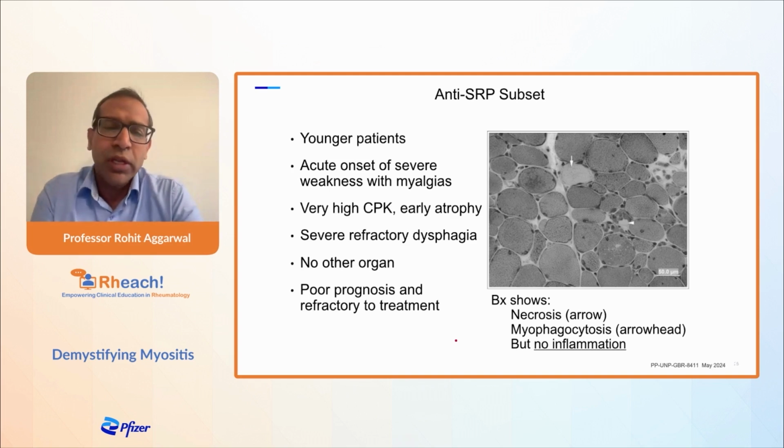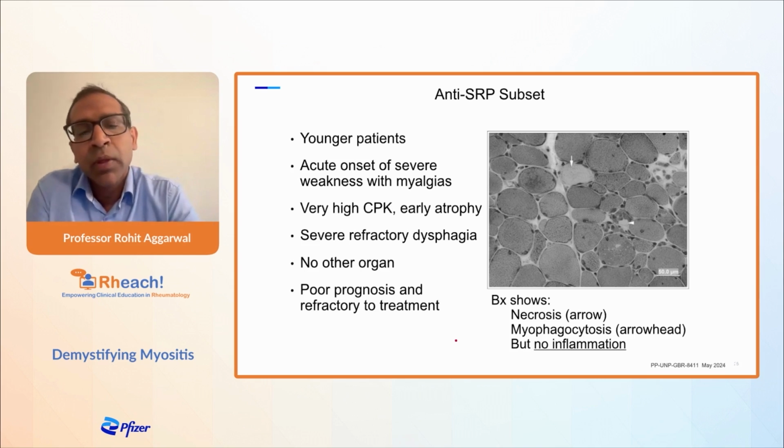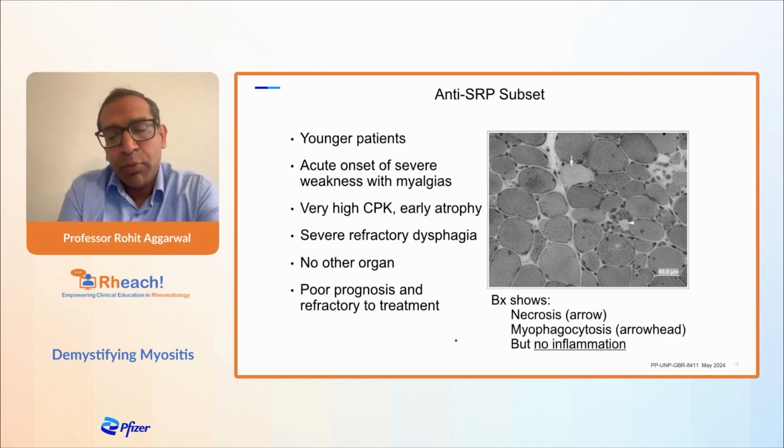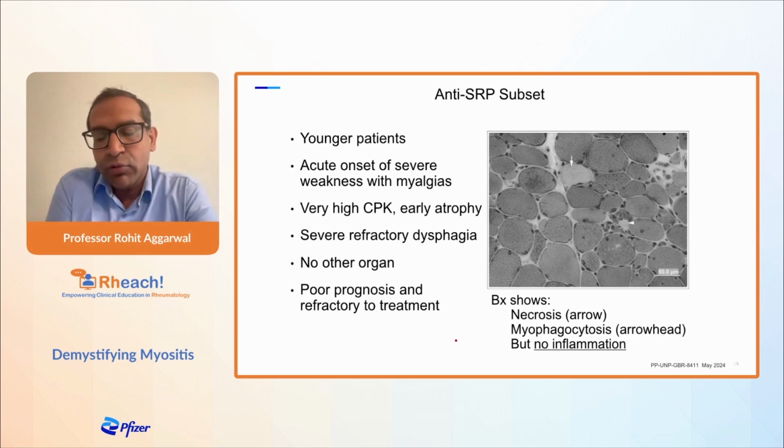But fortunately, they don't have non-muscle organ involvement. They don't have interstitial lung disease or rashes and other problems. They have a poor prognosis and are refractory to treatment. In fact, in my clinic, if a patient comes in a wheelchair after treatment, then generally speaking they probably have SRP antibody. I can say that for almost all of my SRP patients.